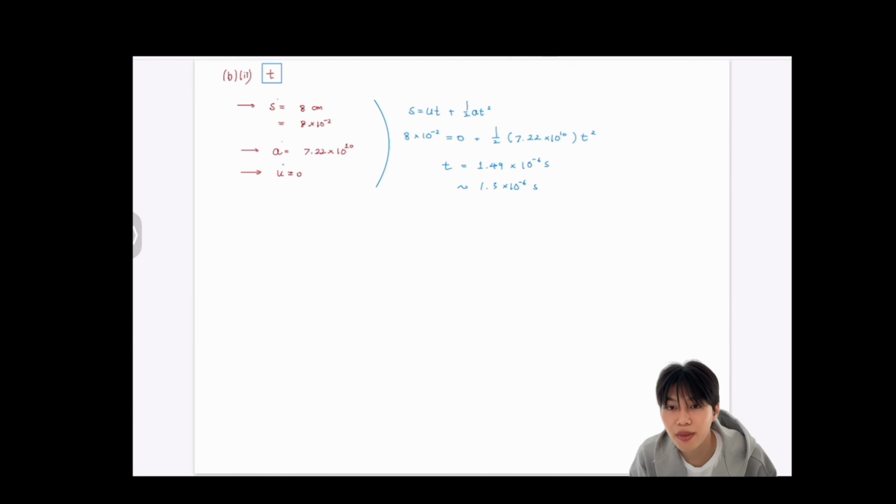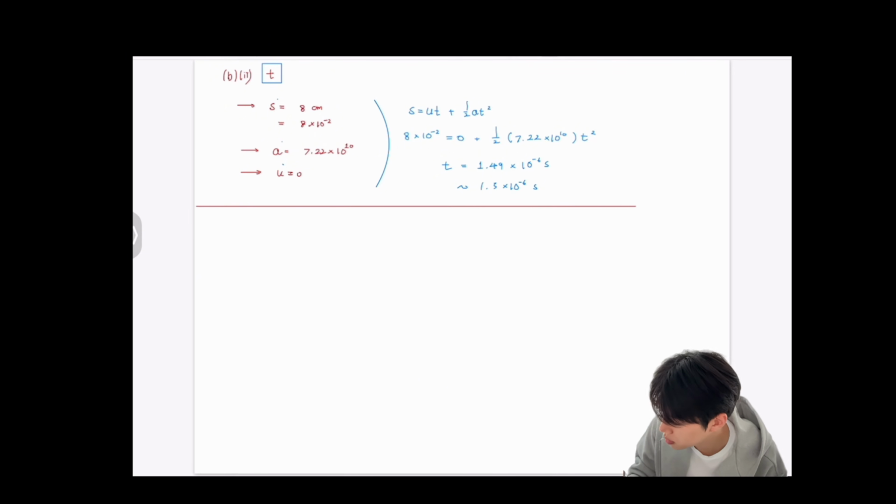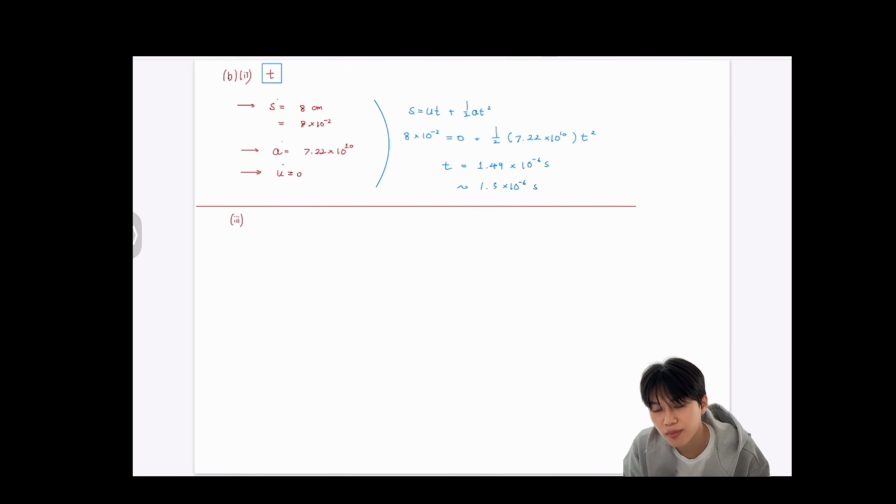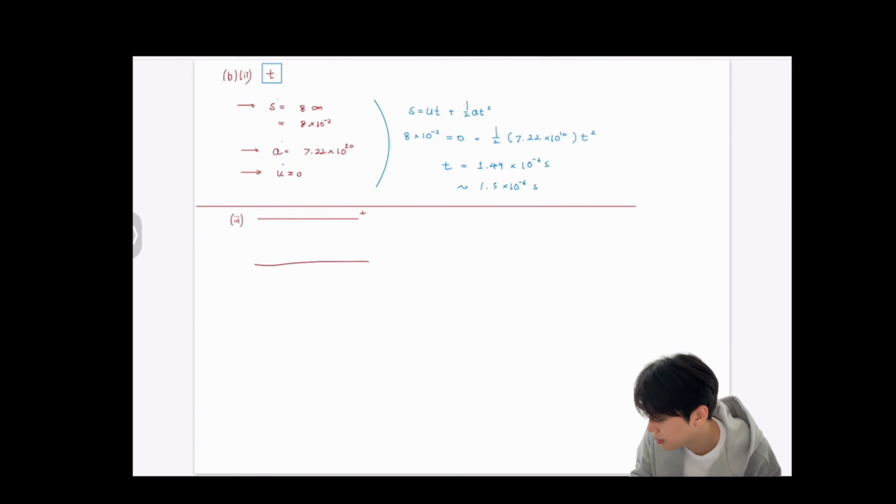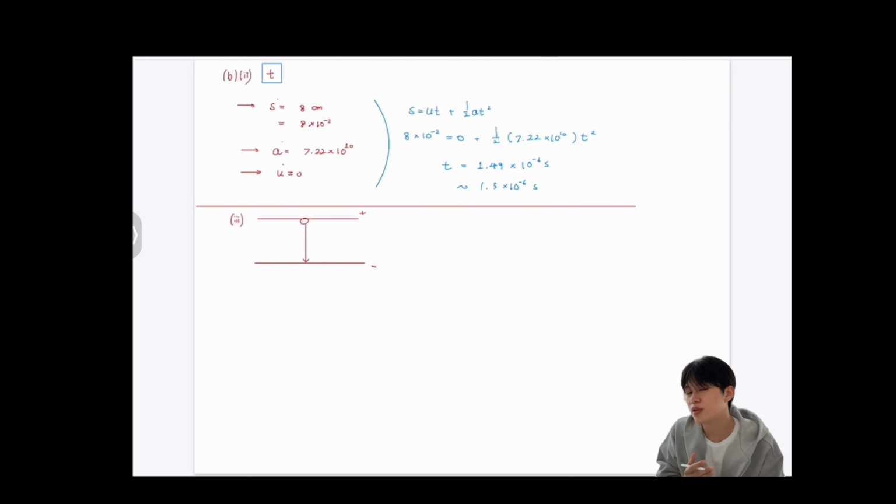And lastly, we have B3. It states in eV, electron volt, the kinetic energy of the upper particle when it arrives at the negative plate. So when you think about the kinetic energy when it arrives at the negative plate, it's about the energy, right? From the positive plate to the negative plate, the upper particle is moving from here to here. However, it's about the energy part.